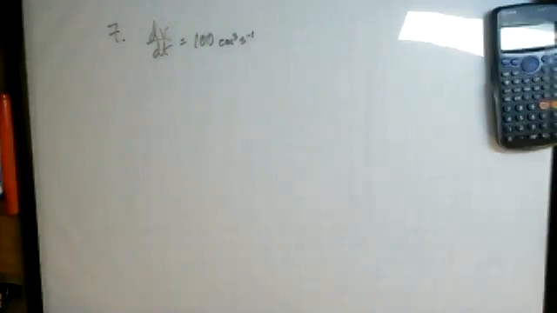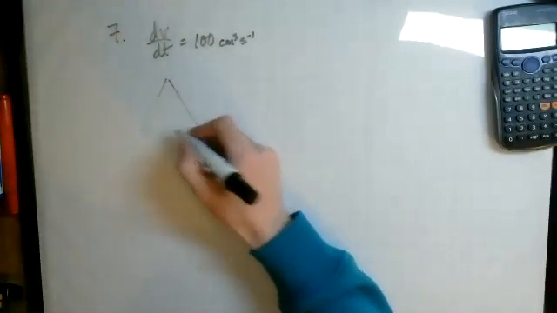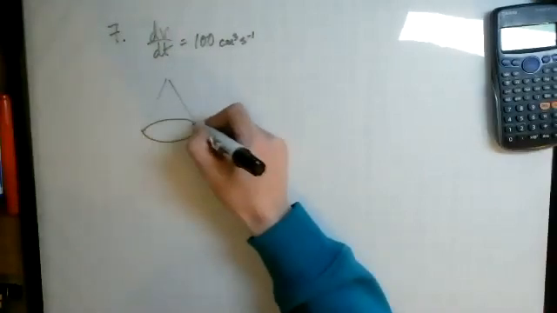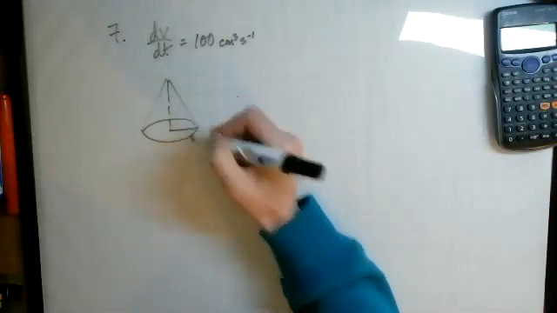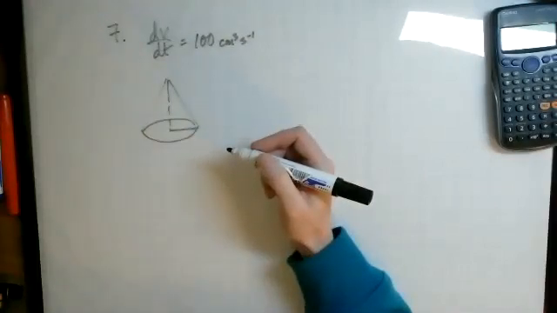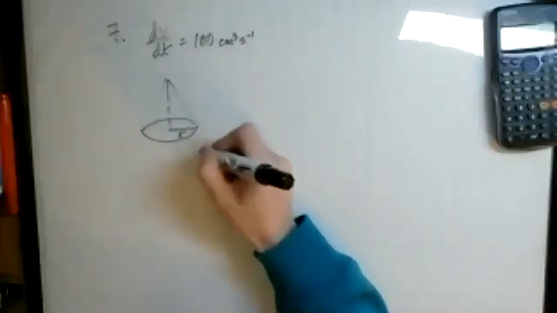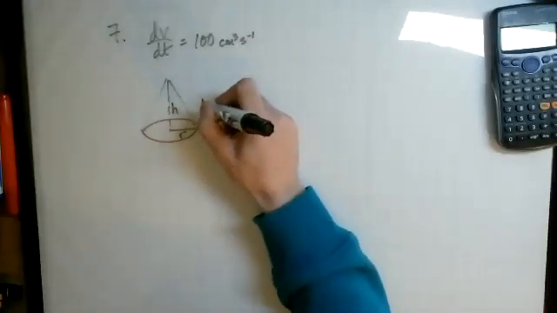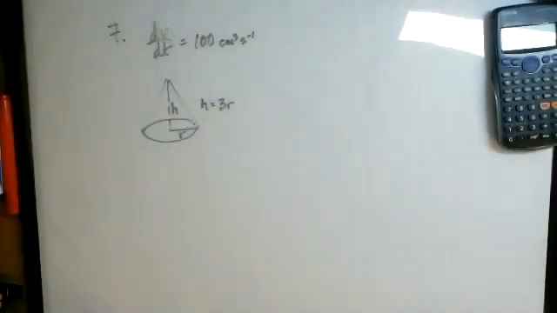The sand forms a conical pile whose height is always 3 times the radius of the base. So we have a cone, and the height h equals 3r. Find the rate at which the radius of the conical pile is changing when the height is 48 centimeters.